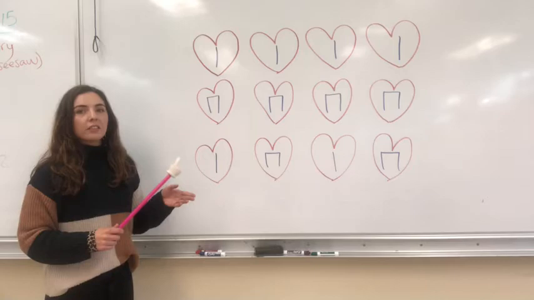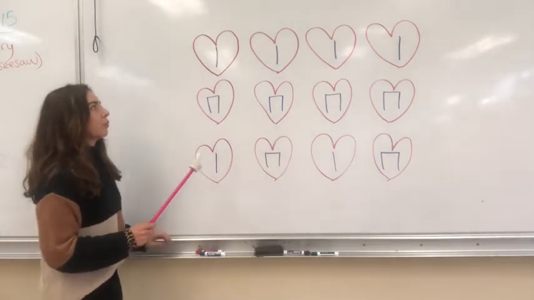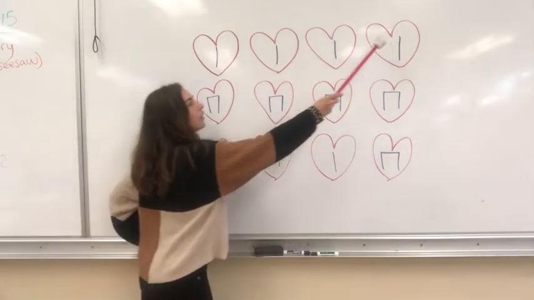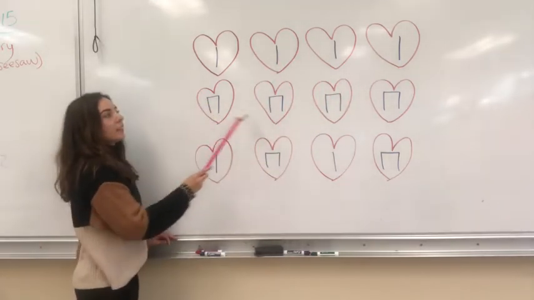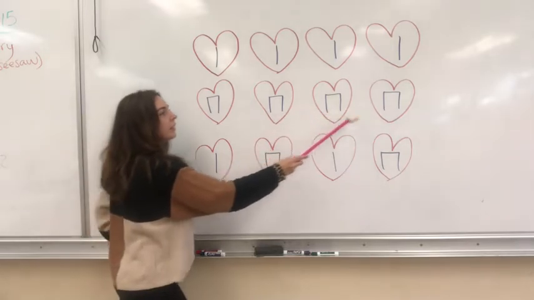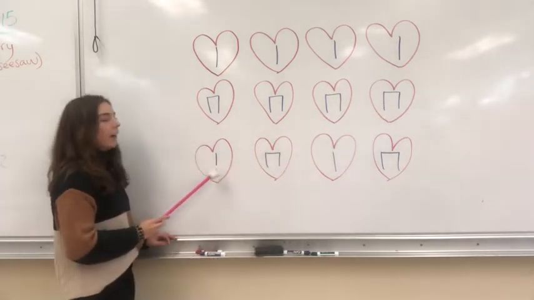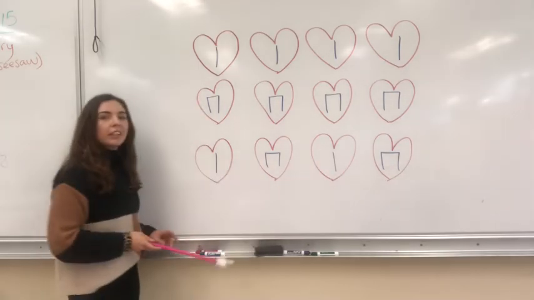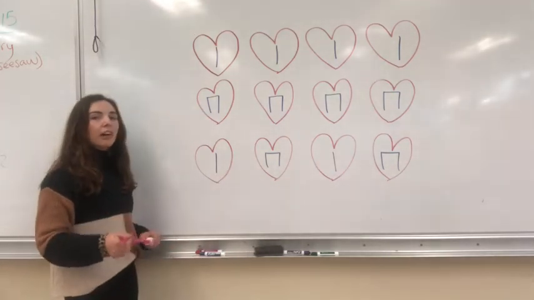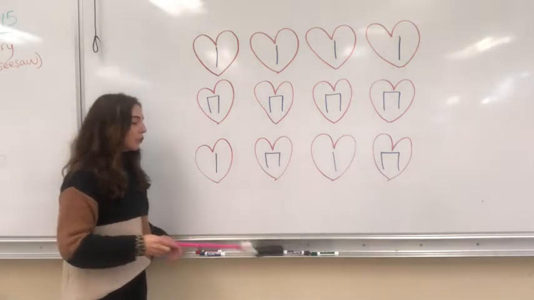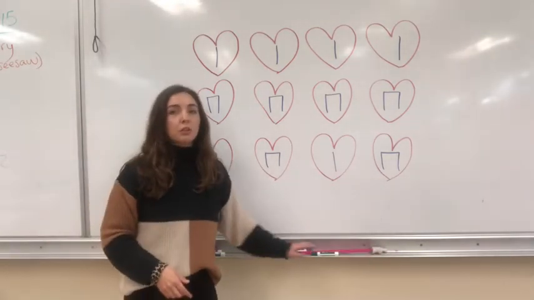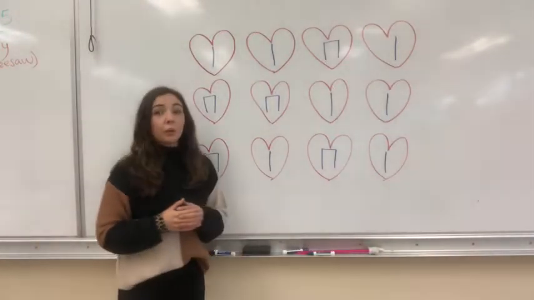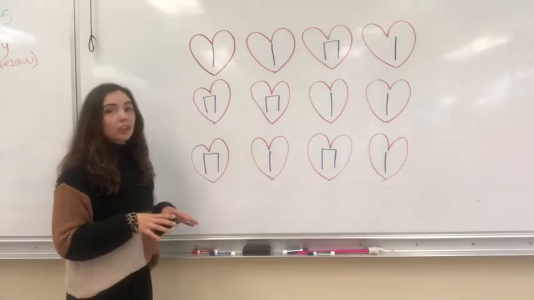1, 2, 3, 4. Ta, ta, ta, ta. TT, TT, TT, TT. Ta, TT, ta, TT. Very good. Now I'm going to change the rhythms a little bit, and then I want you to clap those new rhythms. All right, so I've changed the rhythms just a little bit.